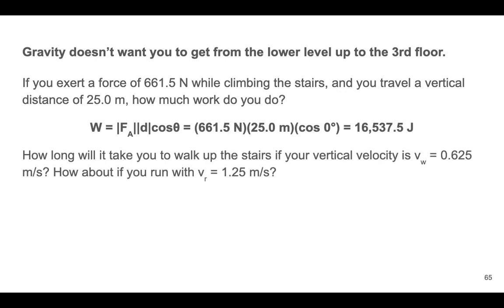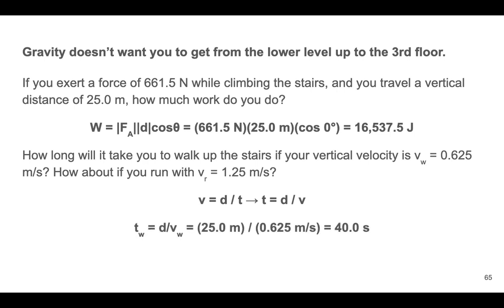So if you wanted to walk up the stairs and your vertical velocity was 0.625 meters per second, how long would it take you? And how about if you ran up the stairs with twice that velocity? So what formula relates velocity, distance, and time? The formula is your basic definition of velocity. Velocity is distance over time. So solve that for time, and you get t equals d over v, distance over velocity. So you plug in the distance and your walking velocity, you get 40 seconds. If you plug in your distance and your running velocity, you get 20 seconds. Well, if you're running up twice as fast as you walk, it should take half the time. So that's where that works.